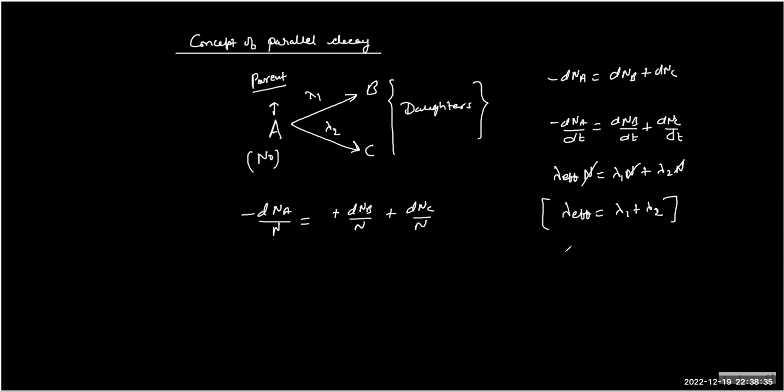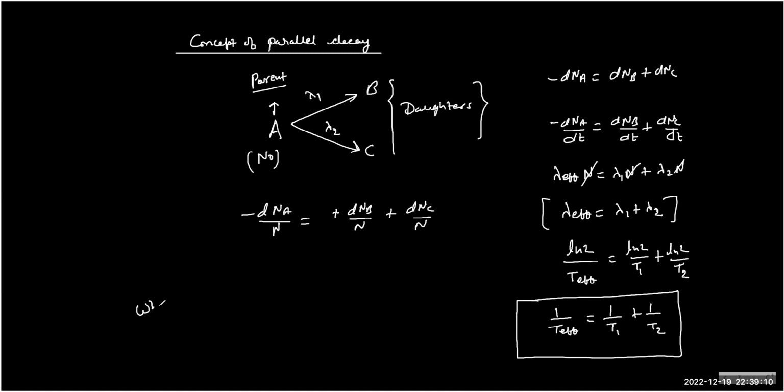Yes, sir. And that is why we can define the logical answer for this. So we can add lambda effective as ln2 by T effective. I'm writing T means T half. Capital T means T half. And lambda 1 you can write as ln2 by T1 and ln2 by T2. So this is the effective T half of the parent if you know the T half of the daughters. So it follows the reduced ratio.